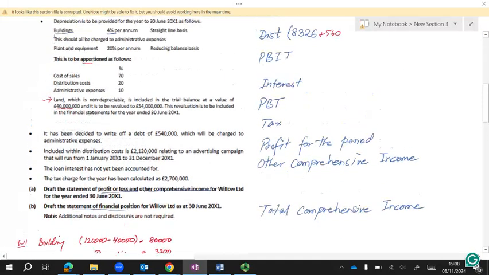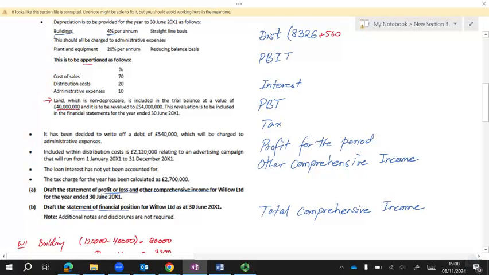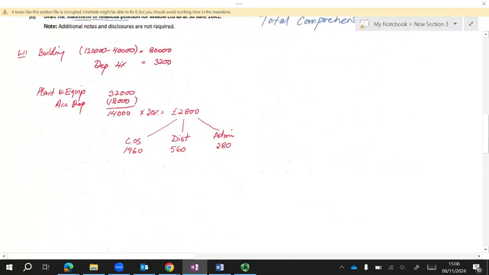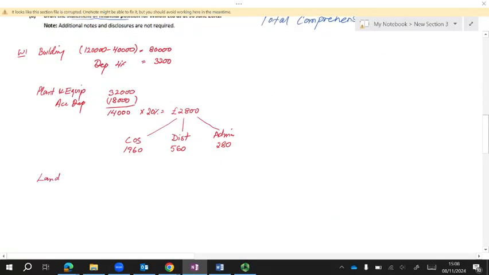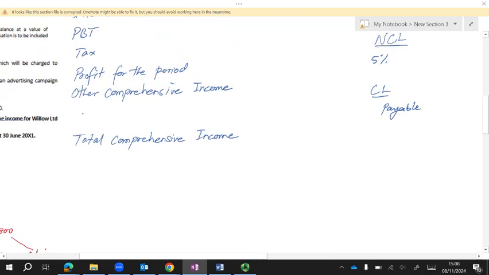Next, we have information about the land, that the land has been revalued to 54,000. So there has been a revaluation. So land, 54 take away 40, is 14,000, well, 14 million. So this needs to be added in the other comprehensive income.